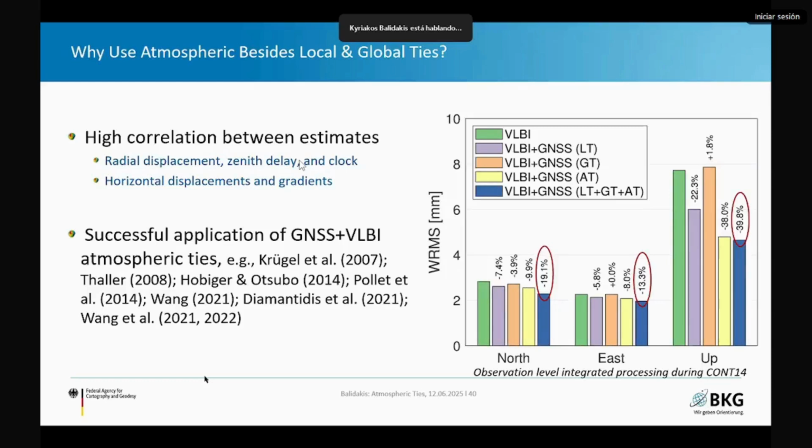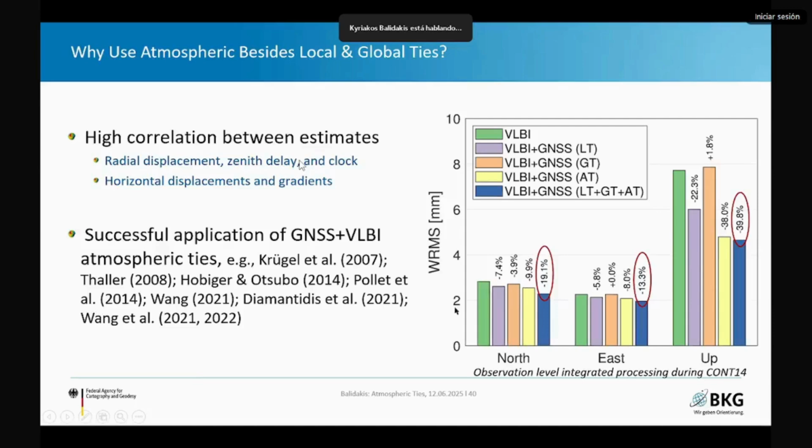There are many papers about that. Many people have done it. And so we have a project where we do combination, not at the normal equation level, but at the observation equation level. So we have software that is able to do VLBI, GNSS, SLR combination. And so this is an example.